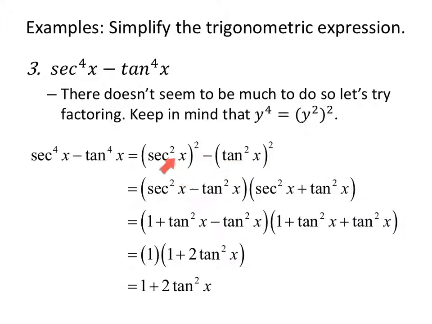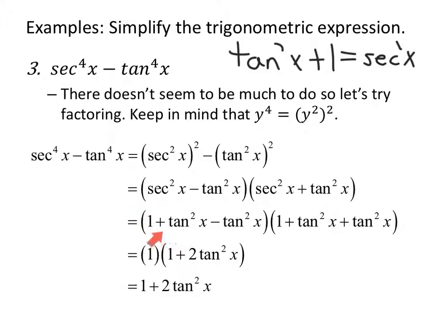This is a difference of squares: secant squared x minus tangent squared x times secant squared x plus tangent squared x. But once again, I have squares coming in my head, so I know that tangent squared x plus 1 equals secant squared x, my Pythagorean identity.